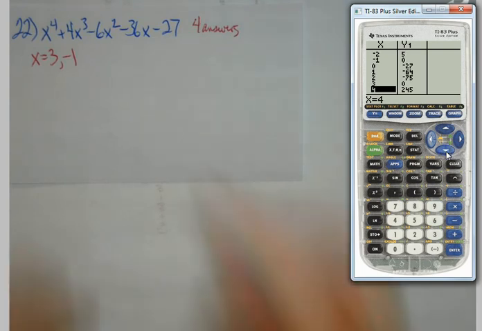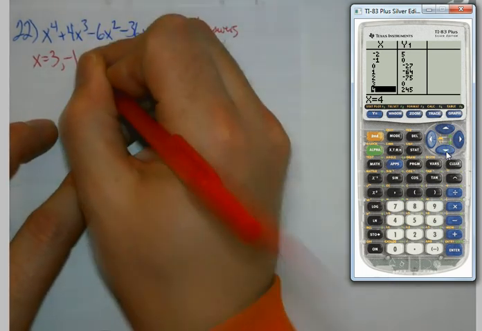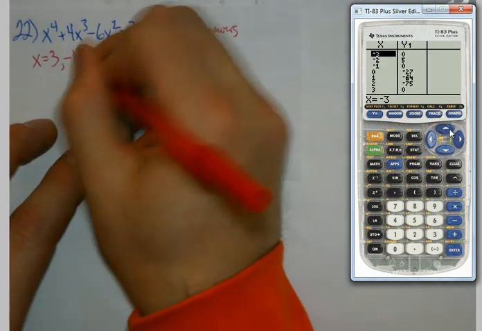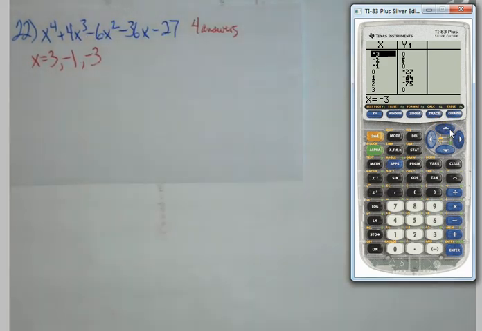And there's the other one. Oops, -3 was the other one, wasn't it? And I didn't put the negative on it. Yep, okay. Okay, so I've got these 3.